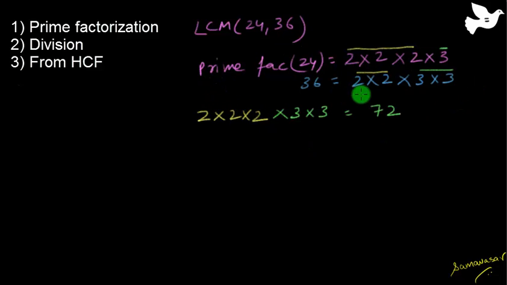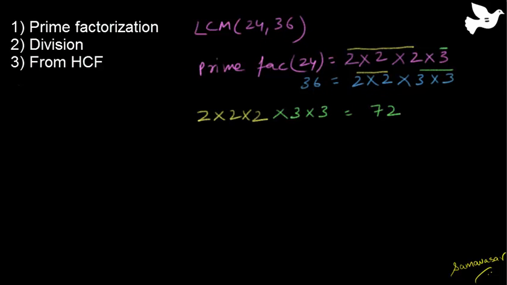Obviously, this is not a very elegant method, but this is used in questions many times. One thing I need you to see is 72 is more than both 24 and 36. So LCM will obviously always be bigger than both your numbers. Now, if I want to reconfirm this, I can just simply see that 72 is 24 into 3 and it is also 36 into 2. So hence, 72 makes sense. It's a multiple of both these numbers and it is the least common multiple.